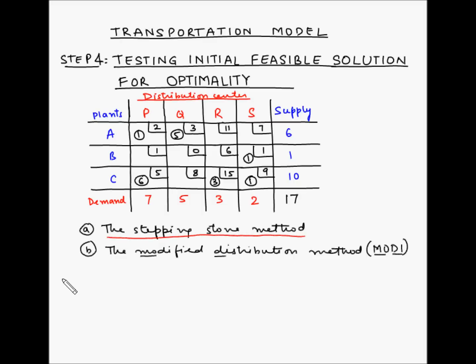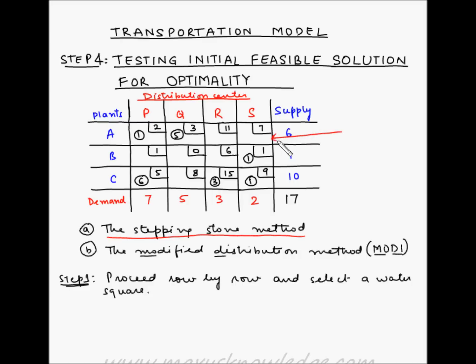Now in the stepping stone method, the first step is to proceed row by row and select a water square. Now what is a water square? A square without any allocation is known as a water square. So let's say this square AS will be considered a water square. While a square with an allocation is considered a stone square.